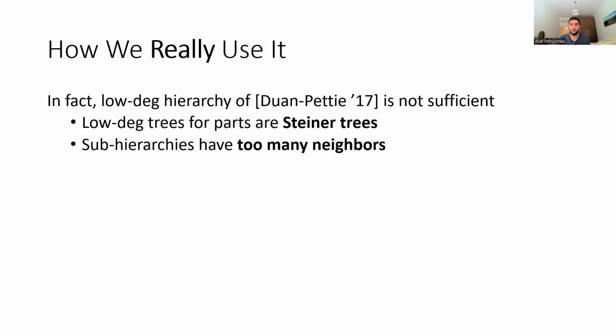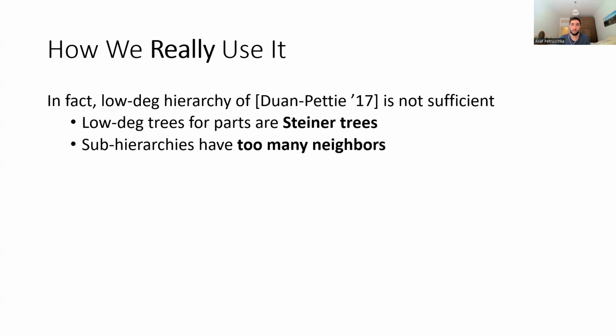To conclude this overview, let me just mention that there are many technical difficulties that I swept under the rug, and I want to shortly address them now. The main issue is that the low degree hierarchy of Duan and Pettie is actually not sufficient to be used as is, and there are two inconvenient properties. First, the low degree trees for the parts might actually be Steiner trees that also contain vertices that are not in the part. And second, although this is a bit subtle, this is an even more crucial point: the size of neighbor sets of sub-hierarchies may be very large. And this really hurts the label size required to support the sketch computation.